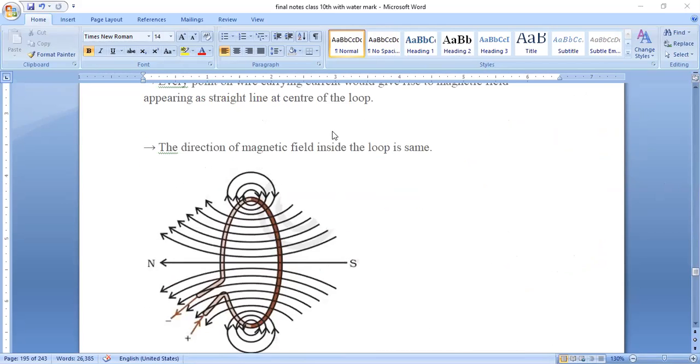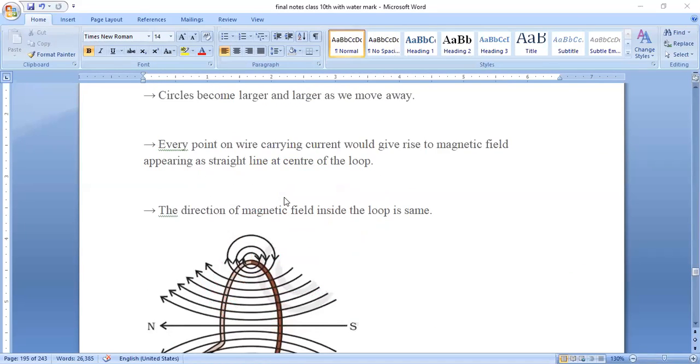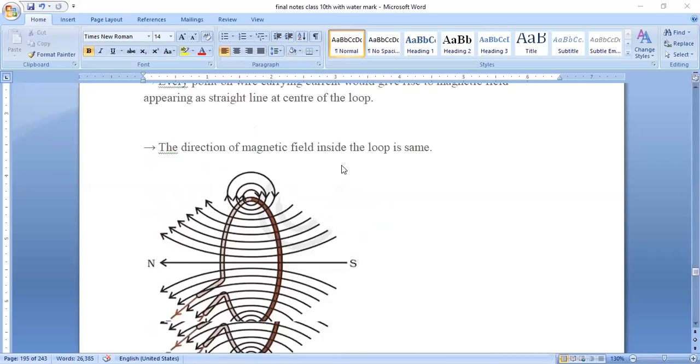This one everyone knows. If you go away from the conductor, circles will become larger. If you are closer to the conductor, circles will be smaller. So every point on the wire carrying current would give rise to magnetic field appearing as a straight line at the center of the loop. Please remember, every point on the wire carrying current would give rise to magnetic field appearing as a straight line at the center of the loop.